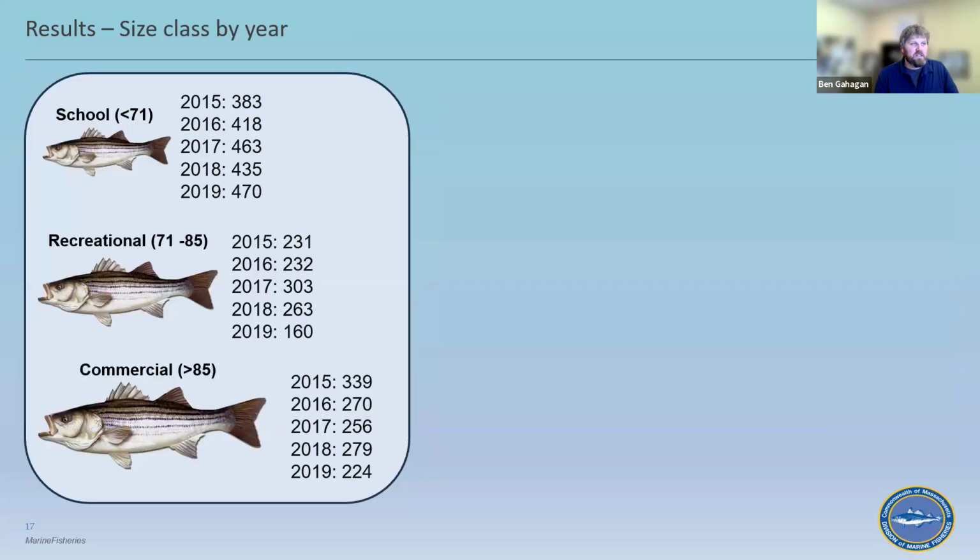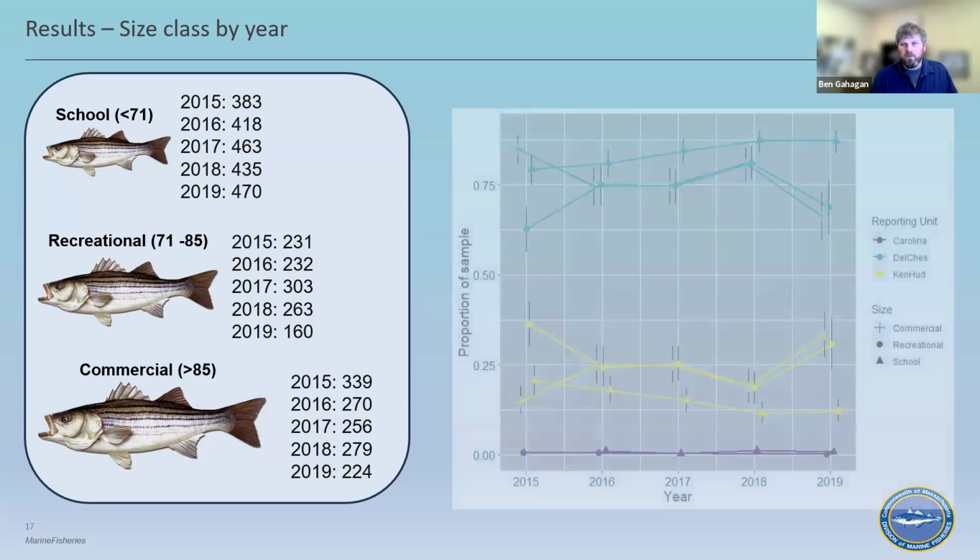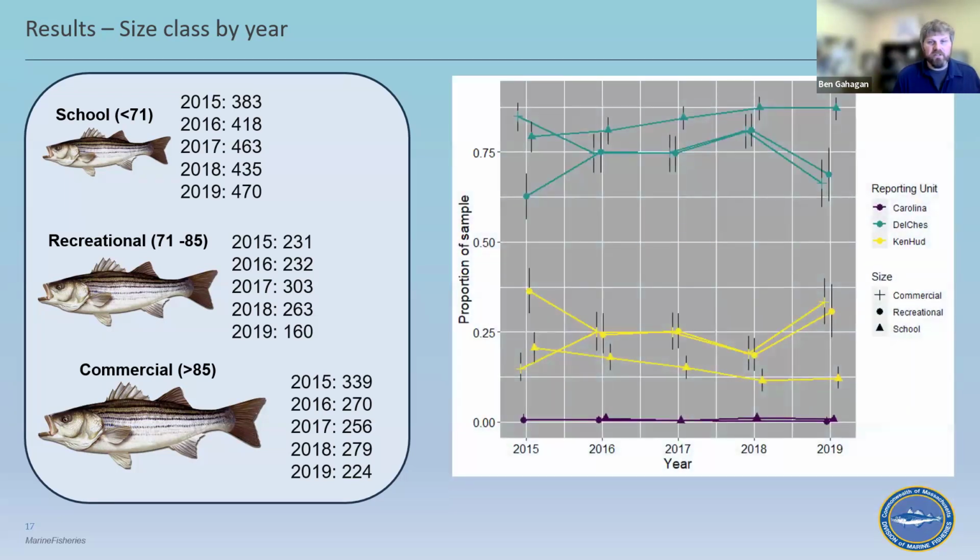So next I looked at size class by year, and you can see the different size classes and the samples for each year. And again, we have good sample size, except with maybe recreational in 2019 that was below 200, but most combinations had really strong sample sizes. And also you can see that the most numerous samples are those school size fish. So it's good to think about as we look at all our results that our pool of samples is slightly weighted towards smaller fish.